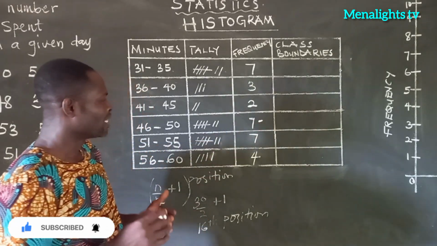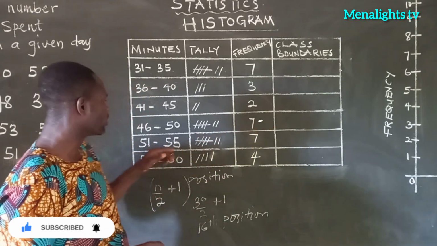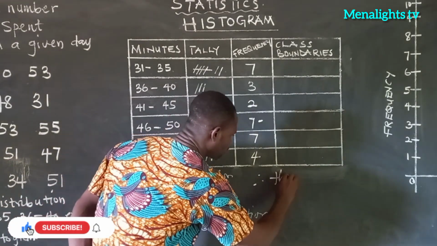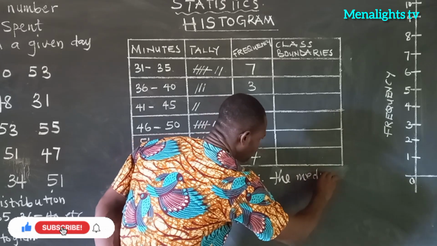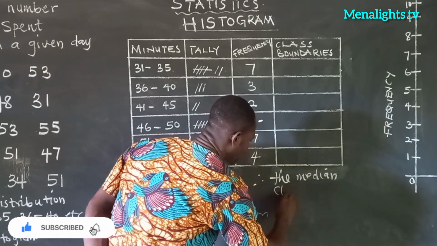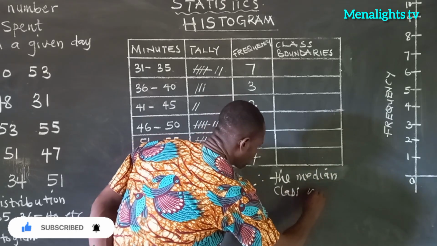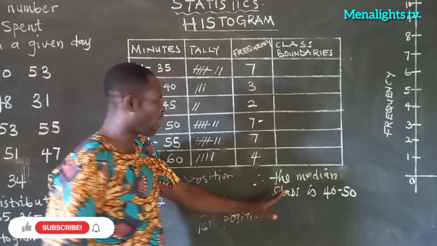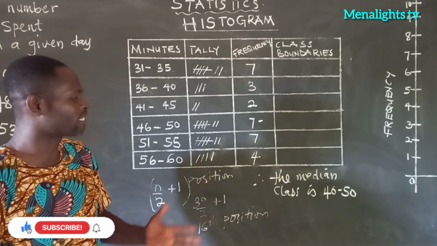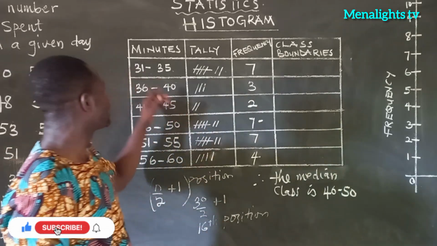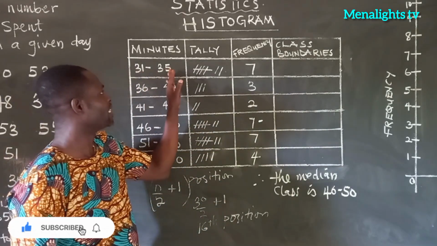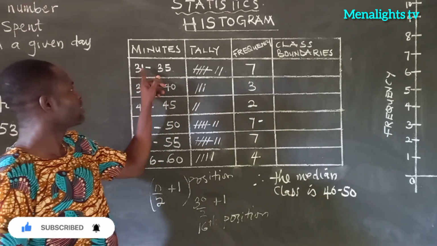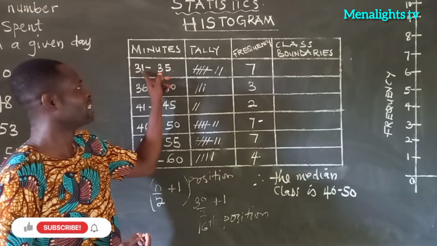Which means that the median class falls within what? 46 to 50. So therefore, our median class is 46 to 50. So this is the lower class limit and this is the upper class limit. So what we have to do is deduct 0.5 from here, and add half to this.